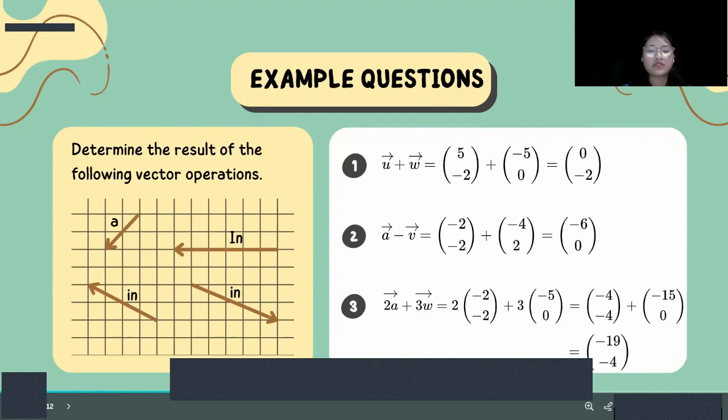Now let's look at some example problem. In this question, we are asked to determine the result of several vector operation. To solve them, we apply the formula of addition, subtraction, and scalar multiplication. This example helps us understand how vector operations are performed step by step.